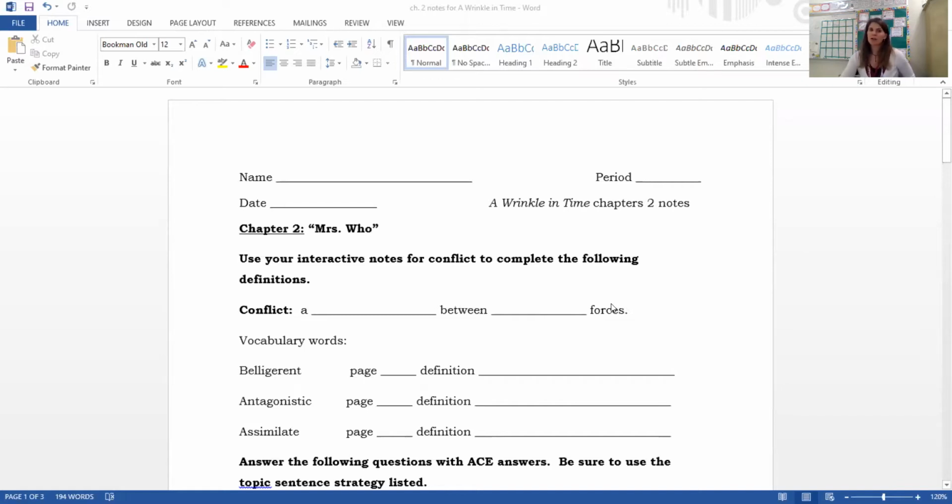I'm going to mention the vocabulary words right now in case we come across them while we are reading. I'm going to hold off on going over the specific questions until later. So we have the words belligerent, antagonistic, and assimilate. We're going to be looking for what page they're on and either take the definition that I will give you in the lesson, or you will need to look the word up.